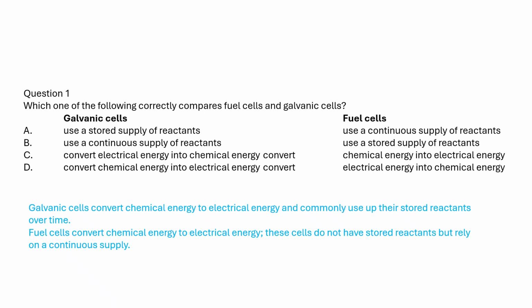Galvanic cells transform chemical energy into electrical energy, typically consuming their stored reactants over time. In contrast, fuel cells also convert chemical energy to electrical energy, but they depend on a continuous external supply of reactants rather than internal storage.